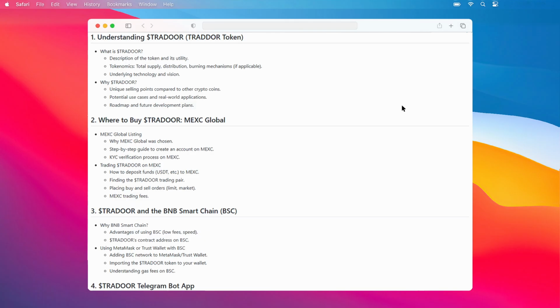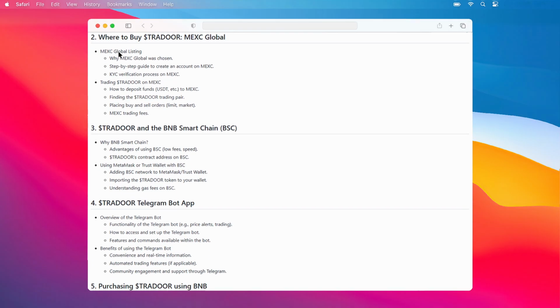We'll then delve into trading Tradoor on MEXC, demonstrating how to deposit funds like USDT, how to locate the Tradoor trading pair, how to place buy and sell orders using both limit and market orders, and finally, how to understand the trading fees associated with MEXC.